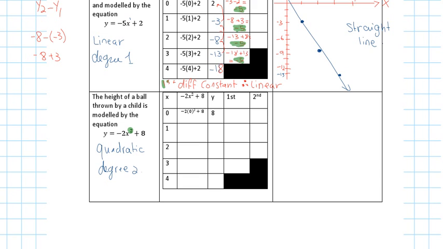Okay? Again, they gave me the x values, so now I'm going to have to do the table of values. They gave me the x values, I have to find the y. So I plug the x values in for x. So I have 0 for x. I plug it in. And what I have here is negative 2 times 0 squared plus 8.